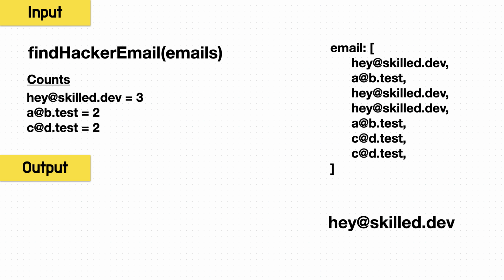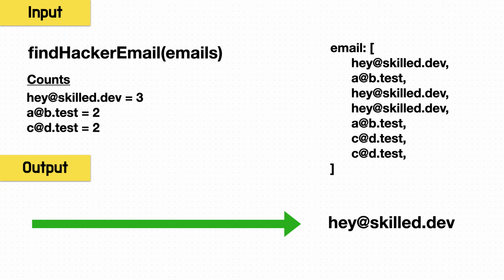So if we're going to look at the input and output, we write this solution function, find hacker email, that takes an array of email addresses, which are strings, as we can see here, and then it wants you to return the email address that occurs most often. So looking at the input example, we have 3 email addresses. 2 of them occur twice, and 1 of them occurs 3 times. So the item that occurs 3 times is our solution, and we know our hacker is hey@skilled.dev.